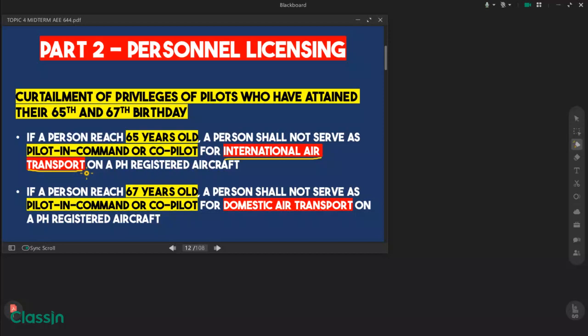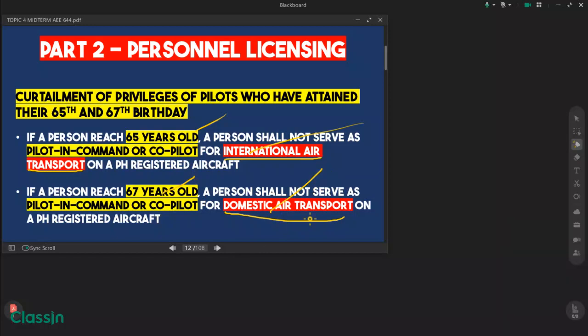And second, if a person reach 67 years old, a person or a pilot shall not serve as pilot in command or co-pilot. So, ibig sabihin po niyan, for domestic air transport. Meaning, kapag ang piloto ay 67 years old na, bawal na po siyang maging captain or first officer slash co-pilot kapag ang flight po natin ay domestic. Ibig sabihin po ng domestic, within the Philippines. Example nun, Manila to Davao, Manila to Cebu, Manila to Iloilo, and so on. So yung catch lang naman dito, lagi lang tatandaan, 65 years old kapag international. 67 years old kapag domestic.